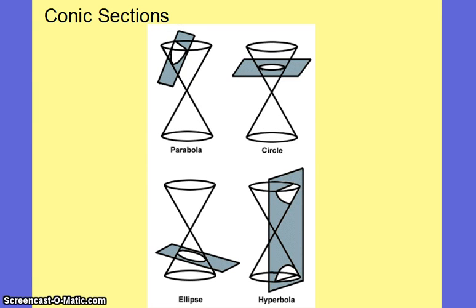Today we're going to start talking about conic sections. Conic sections are created when you take two cones, set them end to end, small end to small end, and then take various cross sections of those figures. In front of you, you see examples of a parabola, a circle, an ellipse, and a hyperbola. Those are the four conic sections we're going to be examining. We're going to start with circles.